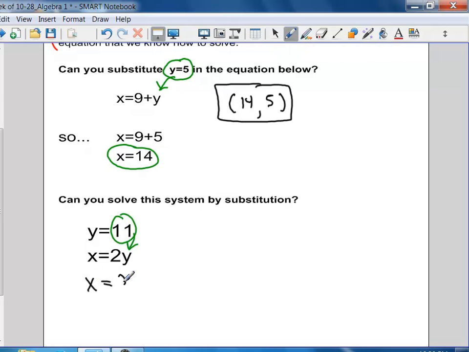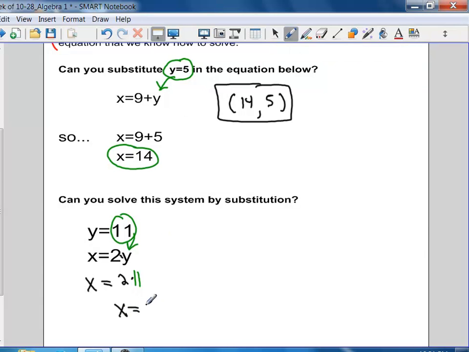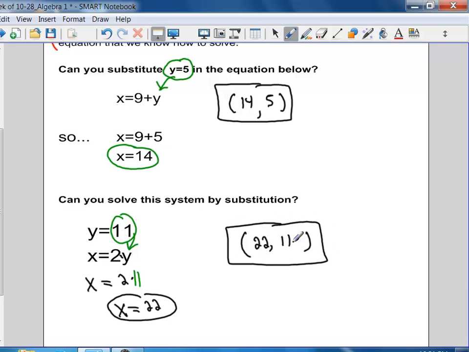x equals 2, and remember, there's automatically a times here, right? Automatically a times. And then we're putting in 11. So x is equal to 22 when we multiply that out. So that's the answer there. So now as we put it as a point, we say it's 22, comma, 11. And that's our solution.